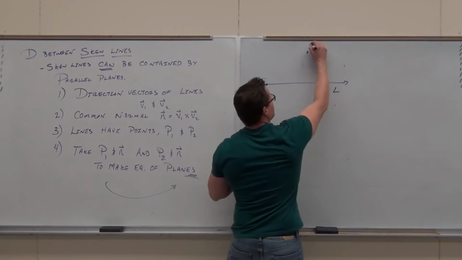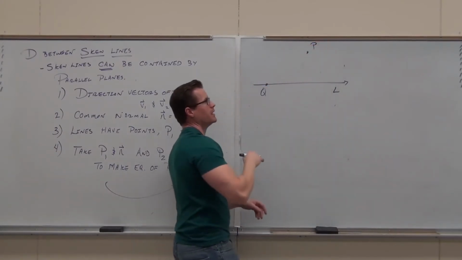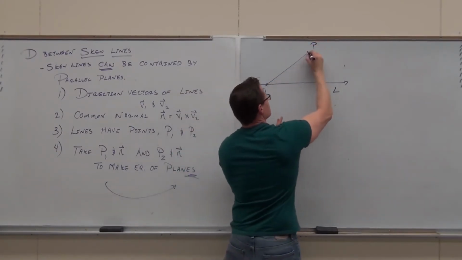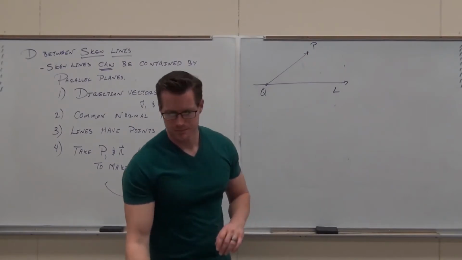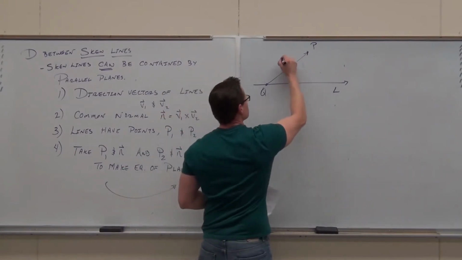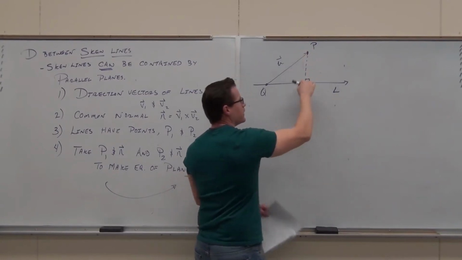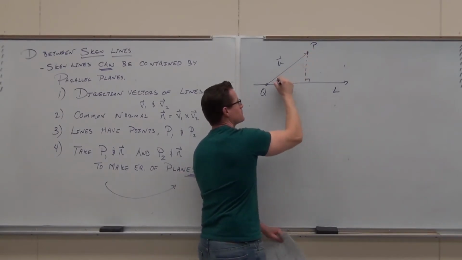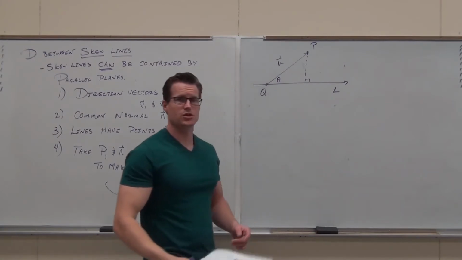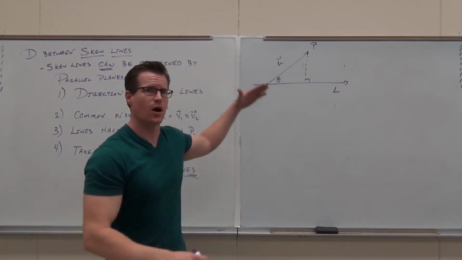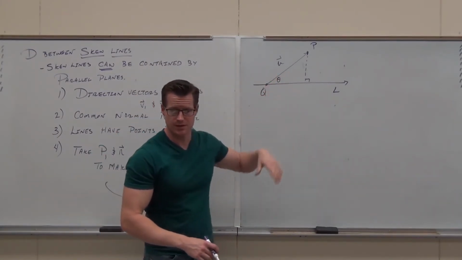And I have a point P out here in space off of the line. Create a vector from Q to P. Let's call that U. And I want to find this. Keep in mind there's going to be an angle between any vector off of the line and the vector of the line itself.